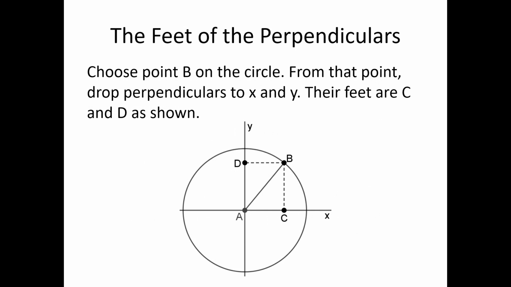And then what we do is from B, we drop perpendiculars to both X and Y. The perpendicular to Y in this diagram is BD. The perpendicular to X is BC. And remember our language of foot of the perpendicular. When you drop a perpendicular from, say, a point to a line, the point at which that perpendicular terminates is called the foot of that perpendicular. So the feet of the perpendiculars in this diagram are C on X and D on Y. Okay, so that's the second part of our story.